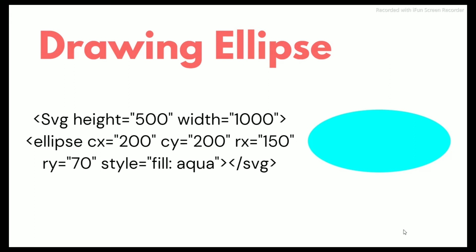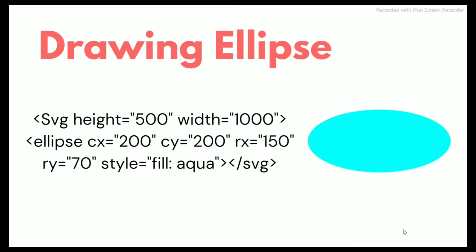And as we know, an ellipse is not a complete circle, therefore it has two radii, rx and ry. Well, rx represents the radius along the x-axis, ry represents the radius along the y-axis, and style represents the styling which we give to the ellipse, as well as we have the fill which represents the color of that ellipse. This is how we draw the ellipse in SVG.